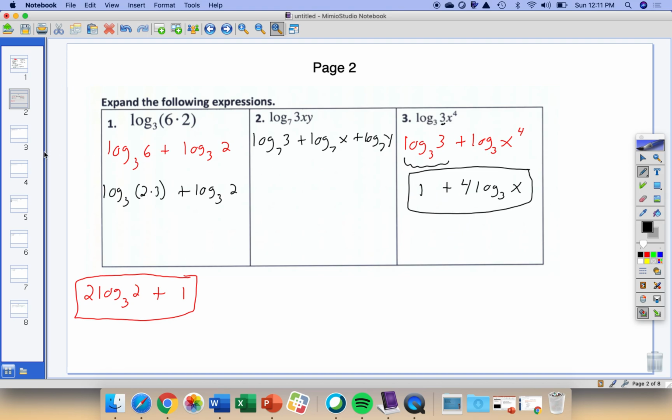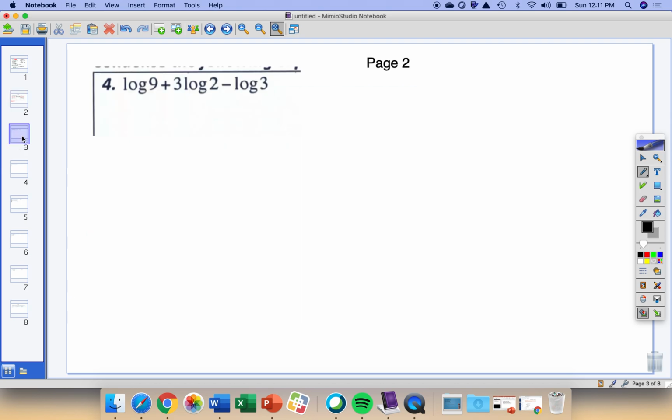Okay. So that's expanding logarithms. Now we're on page 2 still, looking at number 4, and we're going to condense this log. Now you'll notice that there is no base next to the log. This is log of 9, log of 2, log of 3. Remember, if there's no base, we're implying that it's all base 10. That's the implication. Okay, so as long as they're all the same base, we can go ahead and combine these.